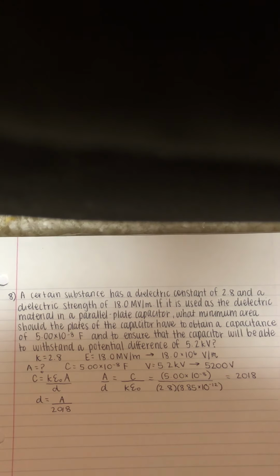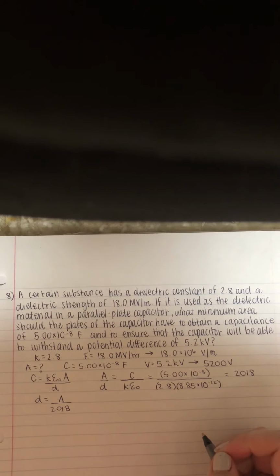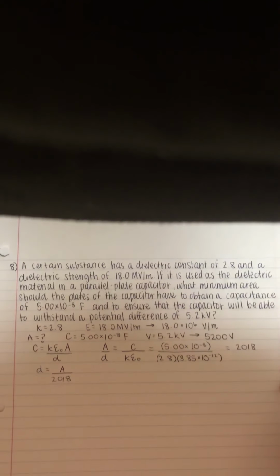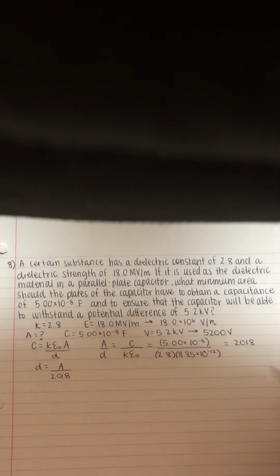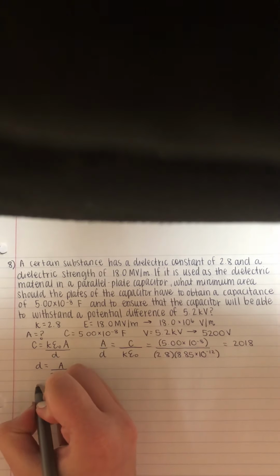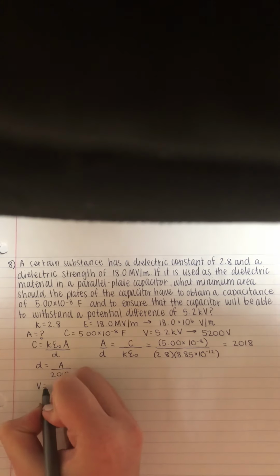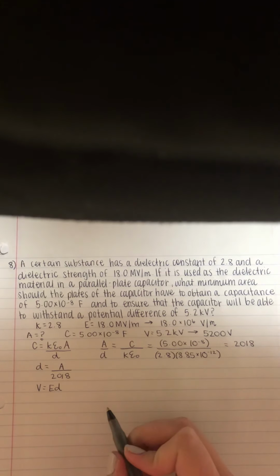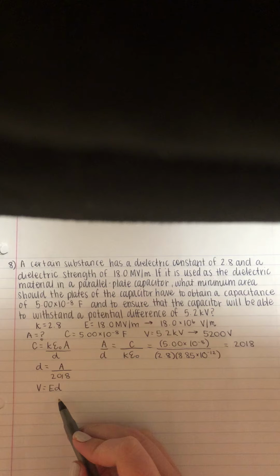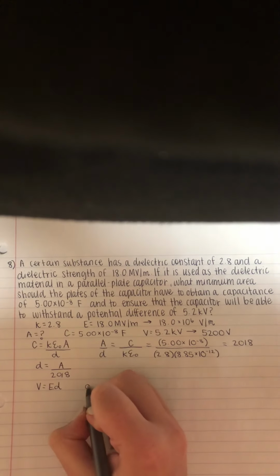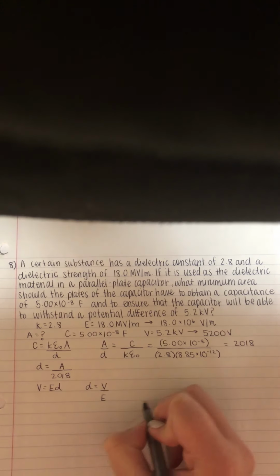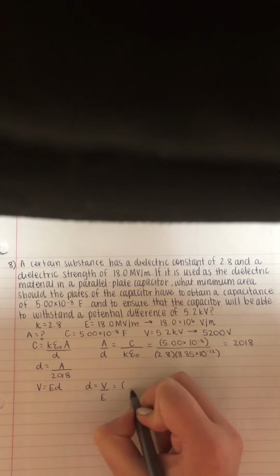So we also know that the potential difference is equal to the electric field times D, because that's just the separation between the parallel plate capacitors. So we know that potential difference, which is V, is equal to electric field times D. And we have V and E, so we can solve this equation for D. So solving for D, we have D equals V over E.